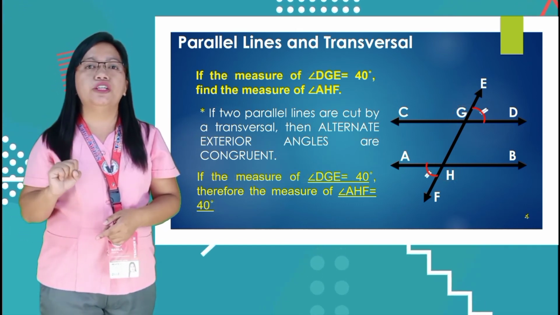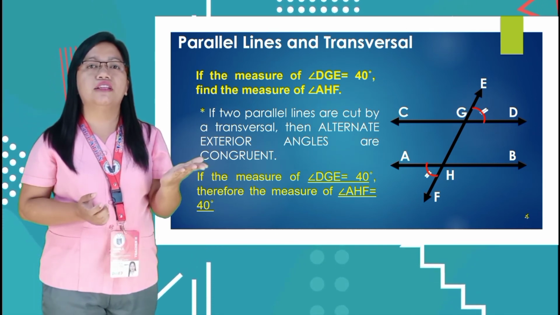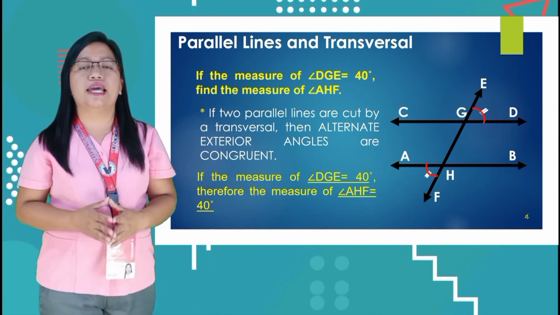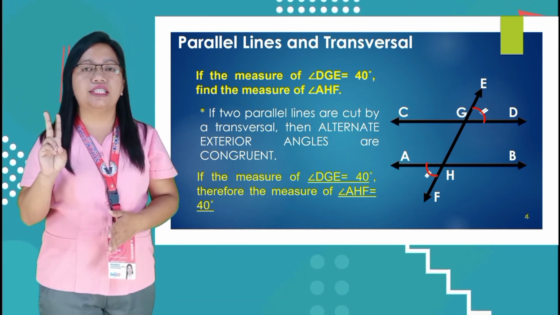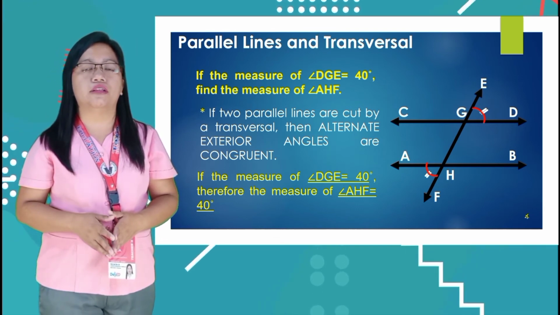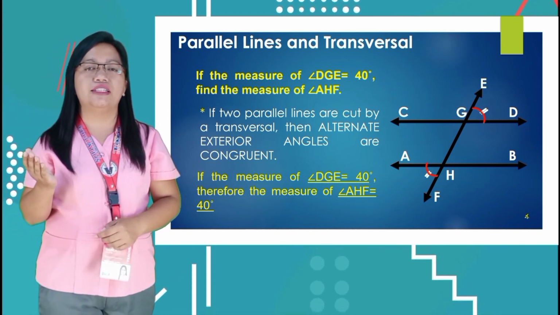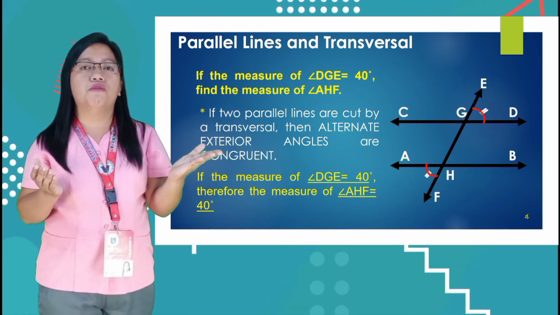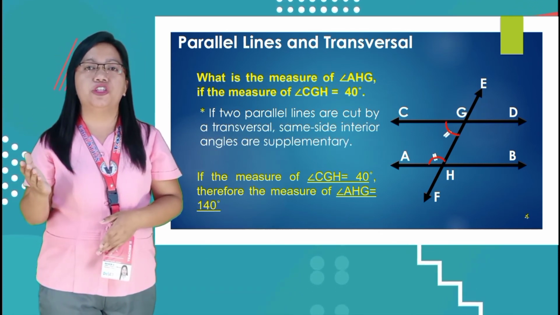Another, find the measure of angle AHF, given the measure of angle DGE, which is equal to 40 degrees. Again, remember the rule: if two parallel lines are cut by a transversal, then alternate interior angles are congruent. If the measure of angle DGE is equal to 40 degrees, therefore the measure of angle AHF is equal to 40 degrees.